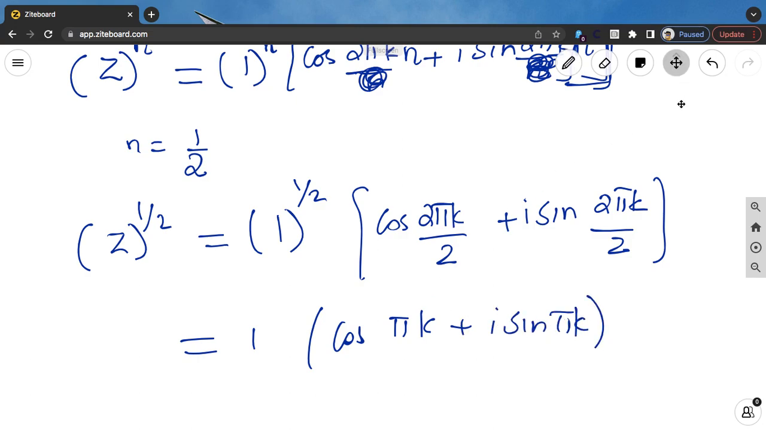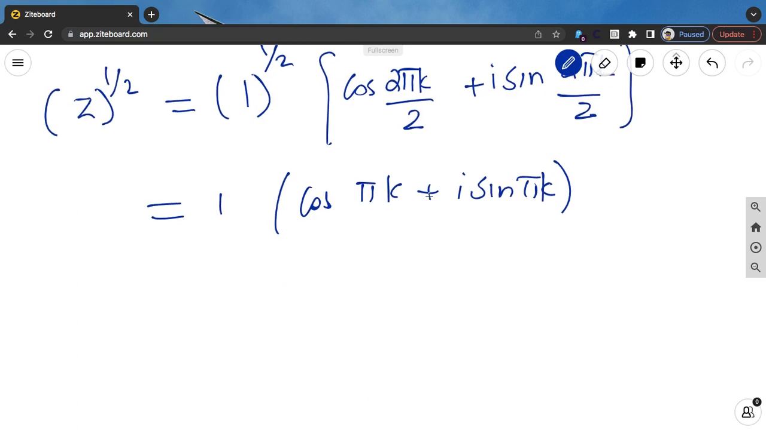And what values can k take? Well, k is a positive integer. Let me put k as different values and see what happens. Let me start with k as 0. When k is 0, the first square root of 1 is 1, because cos of 0 is 1 and sine of 0 is 0.